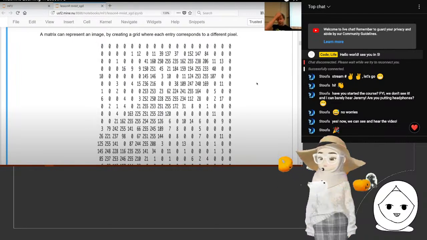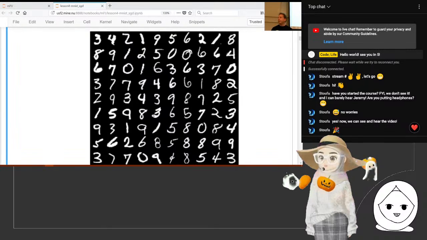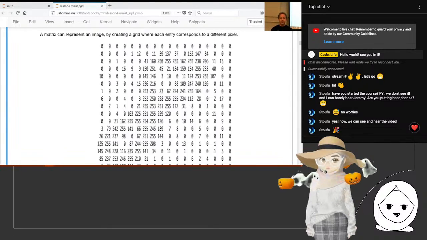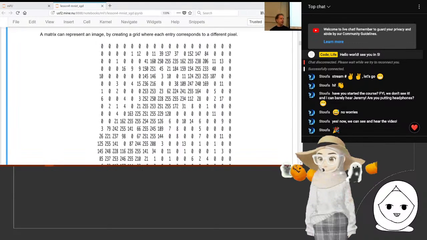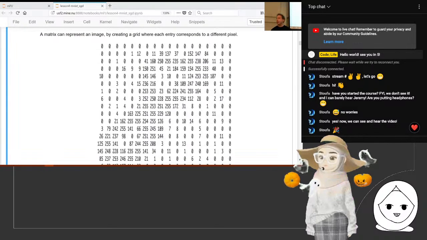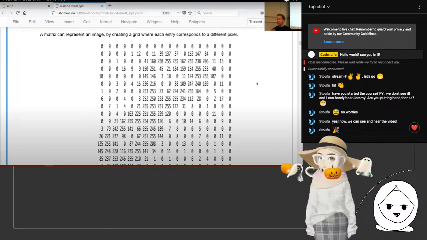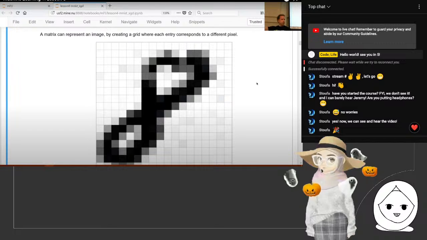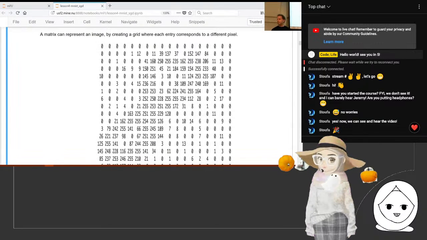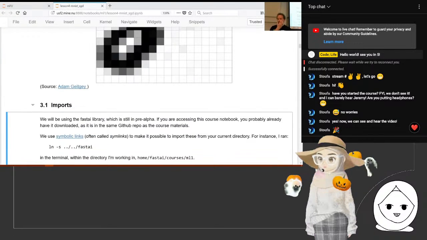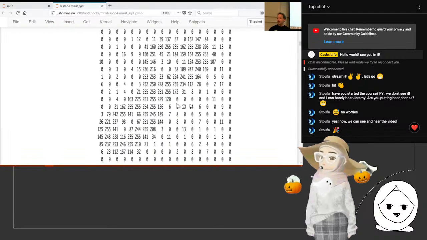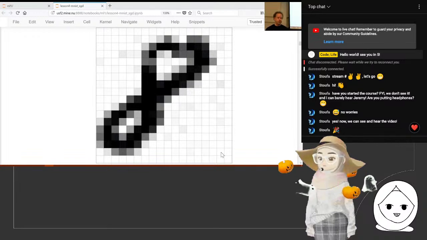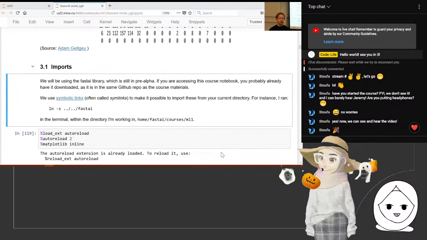This is an example of a digit from this MNIST dataset. MNIST is really old, it's like the hello world of neural networks. And so here's an example. There are 28 by 28 pixels. If it was color, there would be 3 of these, one for red, one for green, one for blue. So our job is to look at the array of numbers and figure out that this is the number 8, which is tricky, right? How do we do that?